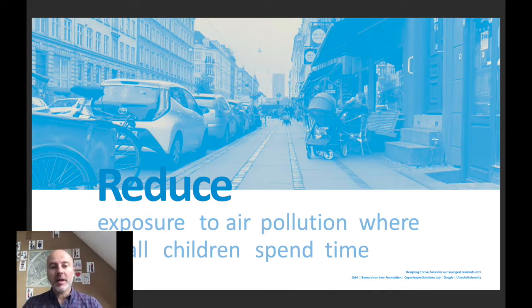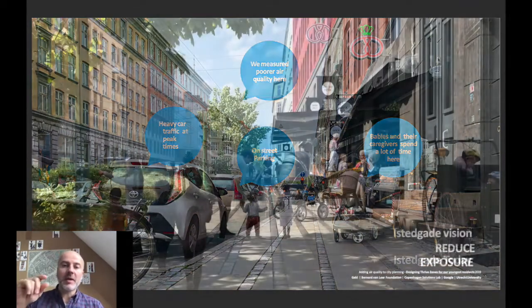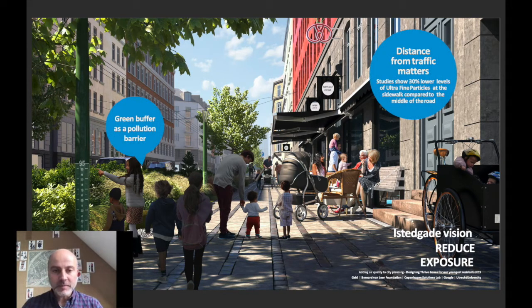So here you have still a place with a lot of car traffic, a lot of on-street parking, and again, this idea with a lot of babies and their caregivers spending time. So what can we do? How do we make relatively minor improvements, actually, because a lot of money is already being invested here? How can we add just that other layer to make a difference?